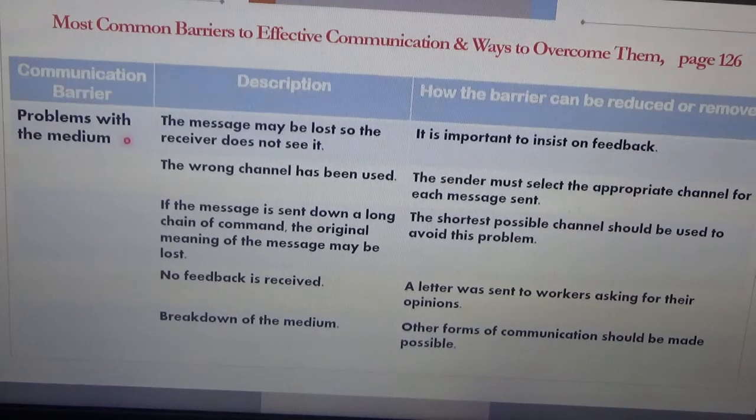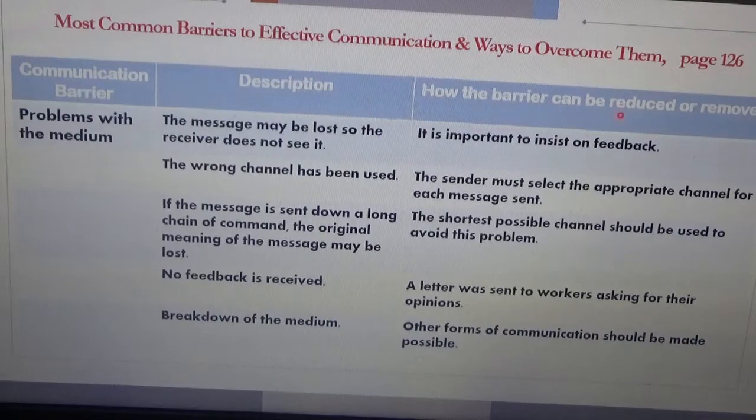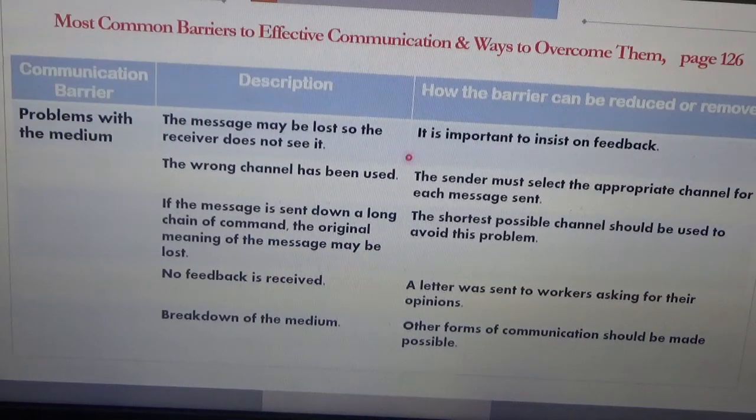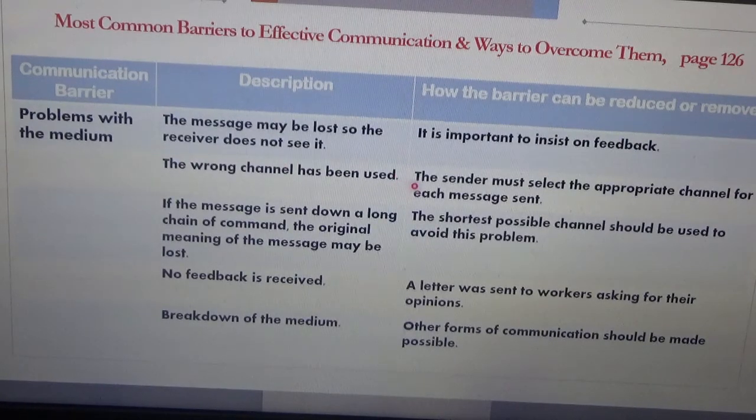Let's see, first situation, the message may be lost so the receiver does not see it. How can the barrier be removed? It is important to insist on feedback. Okay, a reply, a response, feedback. Second is the wrong channel has been used. Okay, let's see what happens. What's the solution? The sender must select the appropriate channel for each message sent.